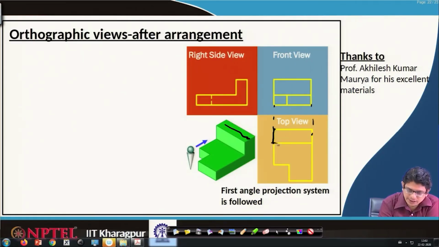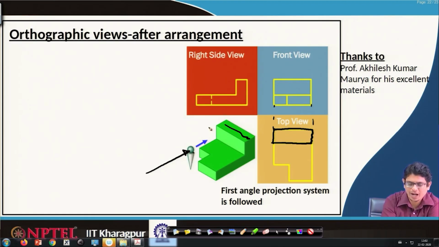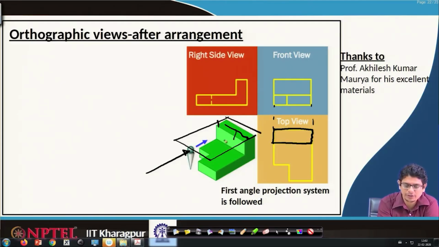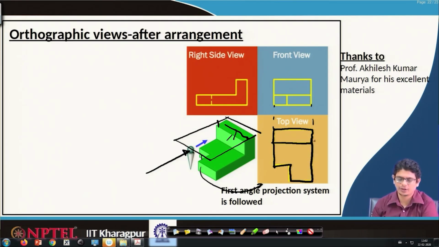So, first we see that the direction is in that way. What we have to look at is the plane onto which we are projecting, whatever is happening, that we are going to see. After folding it in that direction, we see it in this way, for the top view.